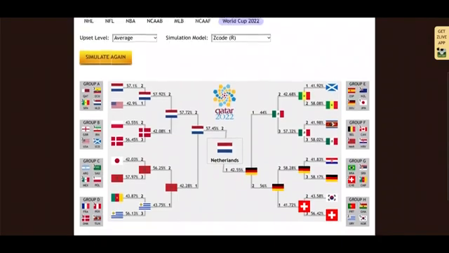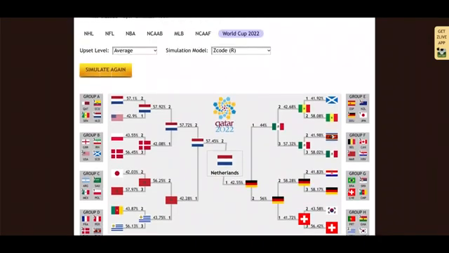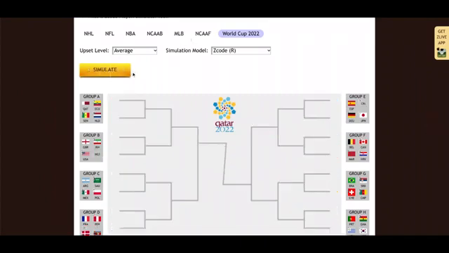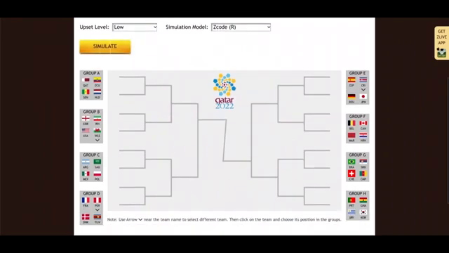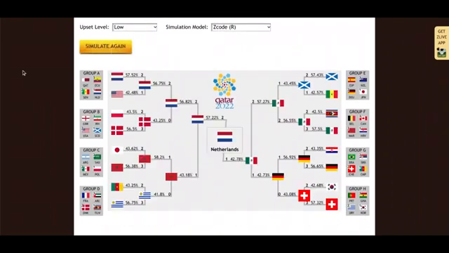Cup. So again, that is the average upset level. And again, remember, this is just a tool to use to help you make smart picks for the World Cup. Now we're going to simulate again. We're going to take a look at the low upset level and see what comes out. Okay, so with the low upset level, we've got the Netherlands again picking up the win. And surprisingly, with a low upset level, we've got Mexico going on to the final, beating Germany in the semis.